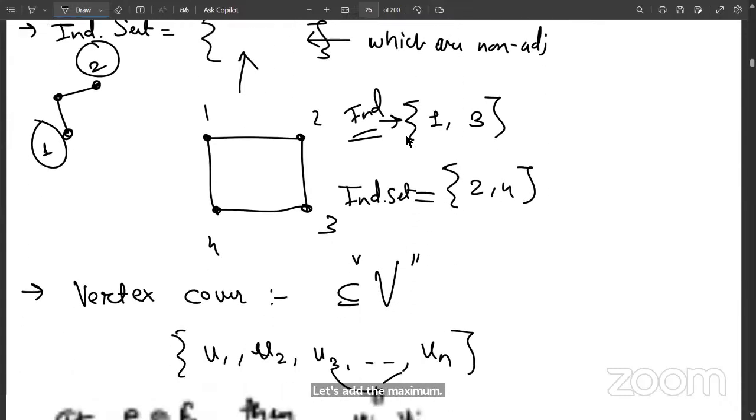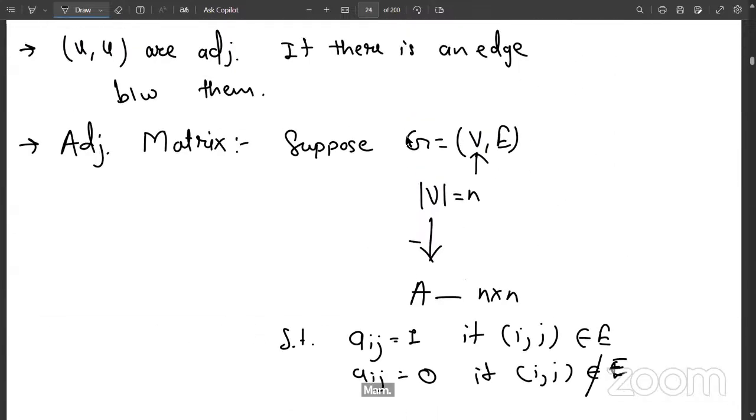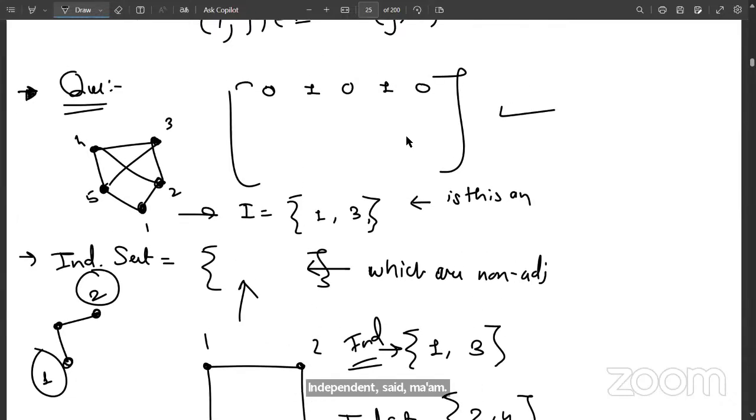Ma'am, excuse me, can you explain vertex cover once again? Independent set, ma'am, can you explain it again? Ma'am, I have one doubt. Is this independent set related to the coloring theorem?